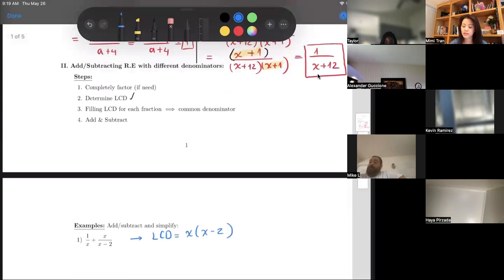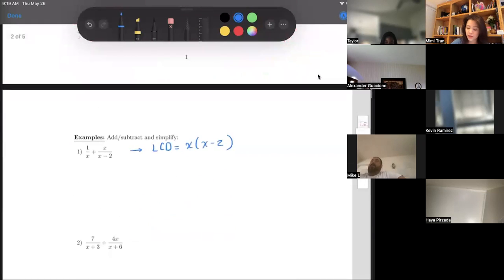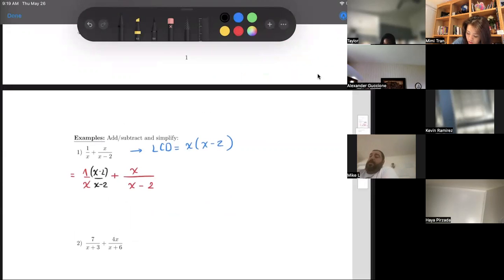And then remember, the third step is fill in the LCD for each fraction. What does that mean? I have 1 over x plus, I'm just rewriting this, x over x minus 2. Well, the first fraction is missing what? It's missing x minus 2, right? It has x, but it's missing x minus 2. So I'm going to multiply by x minus 2 divided by x minus 2. So basically I multiply by 1, right? I didn't change my expression. The second one is missing x, so I'm going to fill it in with x over x. Again, x divided by x is 1, so I did not change it, right?